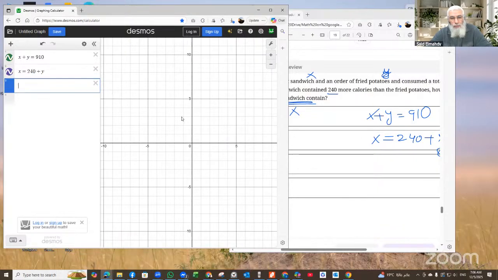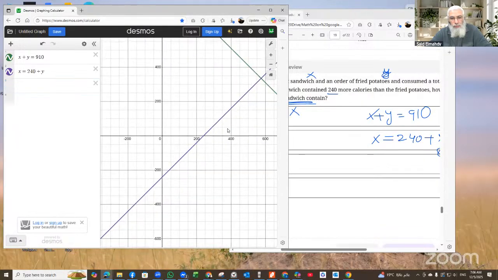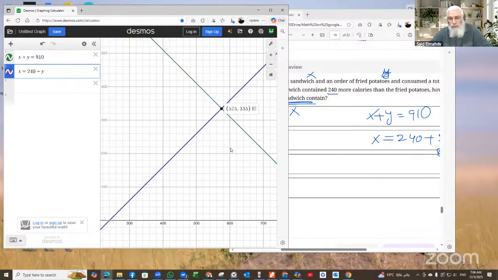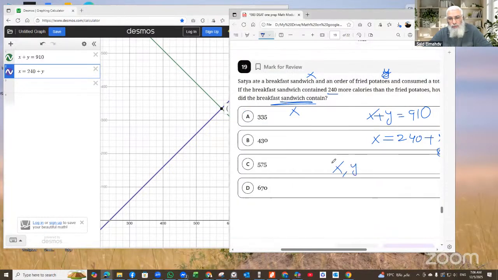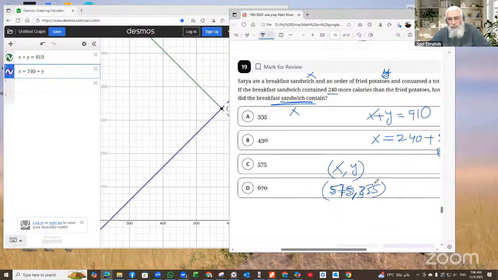And we can zoom out. This is the solution. Where is it? The solution is here, the intersection. X and Y are 575 and 335. This is the sandwich and this is the potato. He's asking about the sandwich, so it is 575.